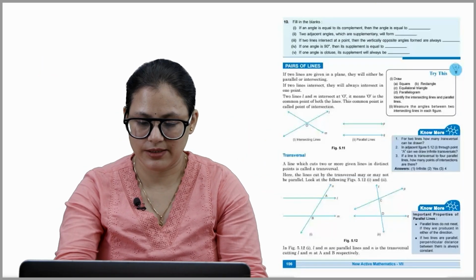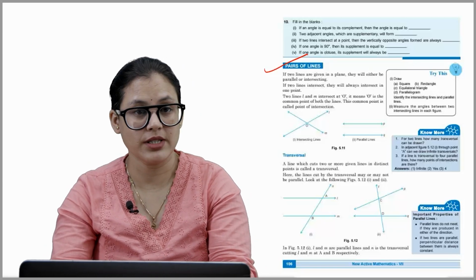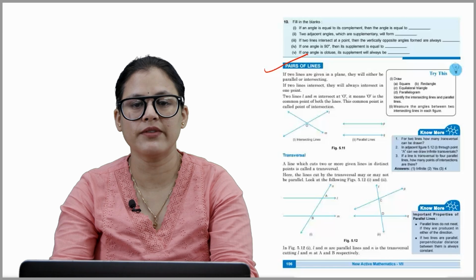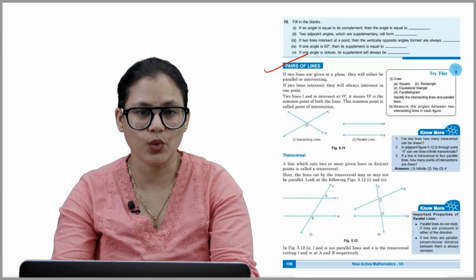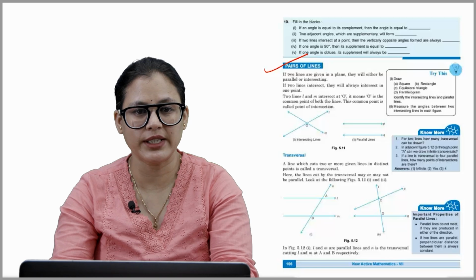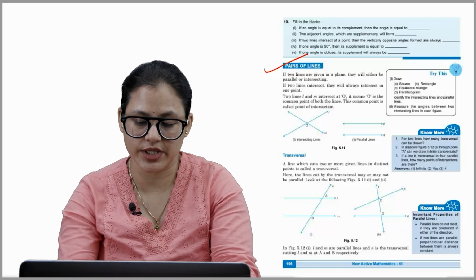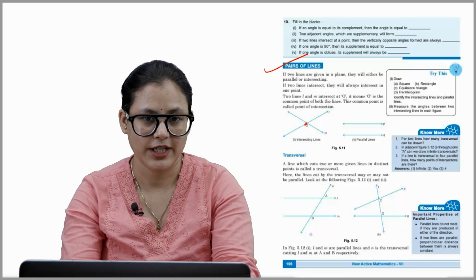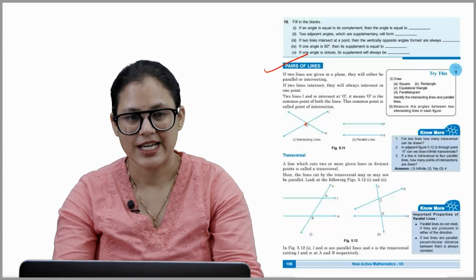Pair of lines. If 2 lines are given in a plane, they will either be parallel or intersecting. If 2 lines intersect, they will always intersect in one point. 2 lines L and M intersect at O. It means O is the common point of both the lines. This common point is called point of intersection. These are parallel lines. They never meet anywhere, right?